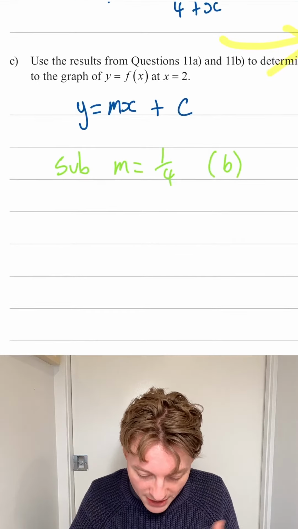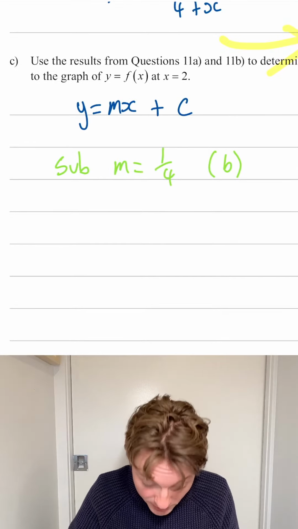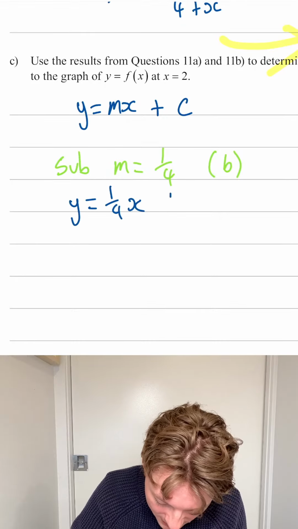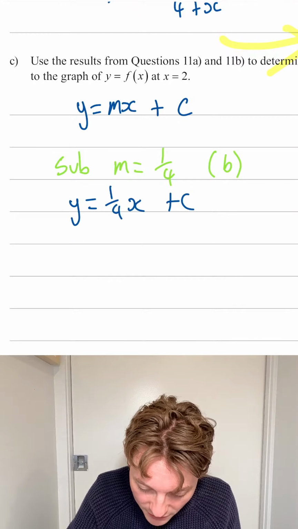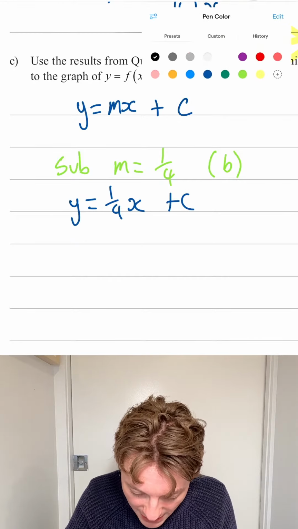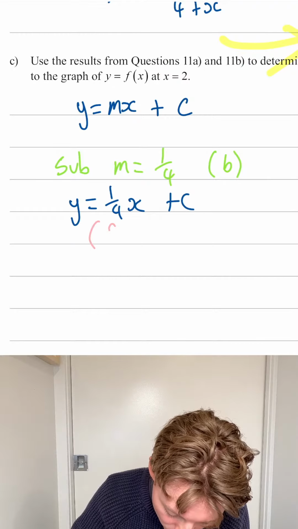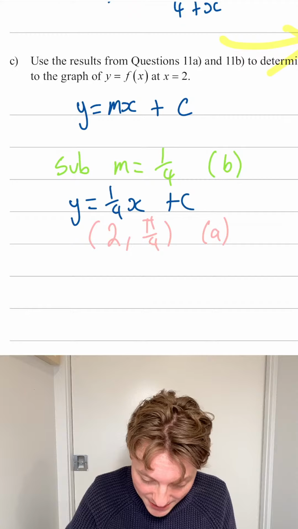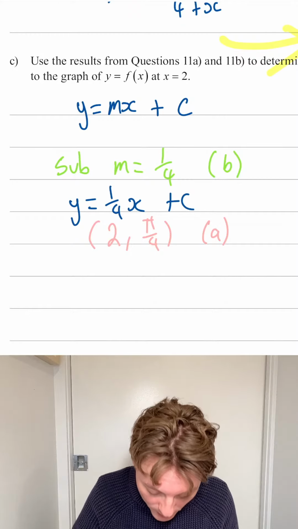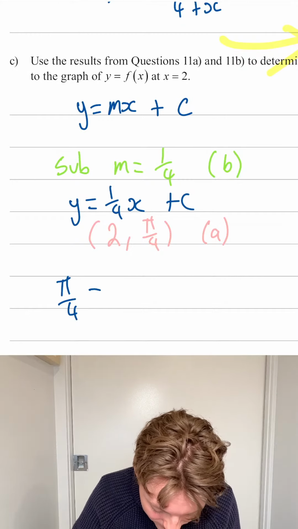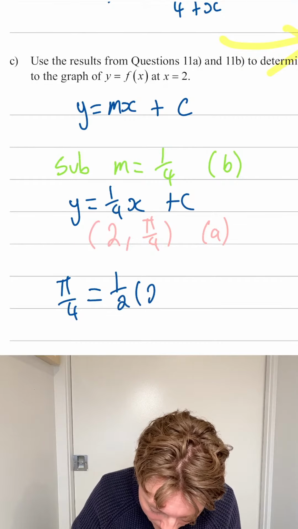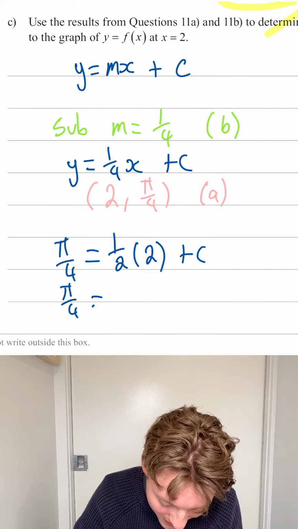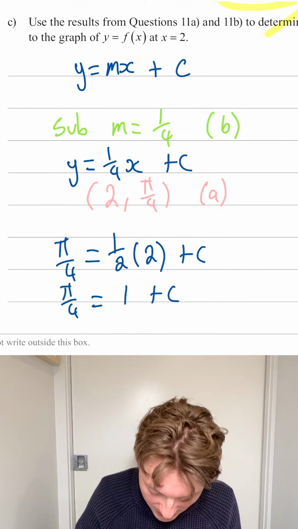So once I've got my gradient, I now go on to substituting that number in. That gives me y equals m is 1/4. That is 1/4 x plus c. I know my coordinate point I found from before. I'm going to use 2 comma pi on 4. That is the coordinate point I found in part A. If I substitute that in, pi on 4 is going to go in place of my y. That is equal to 1/4 multiplied by 2 plus c. That is going to give pi on 4 equal to 1 plus c.